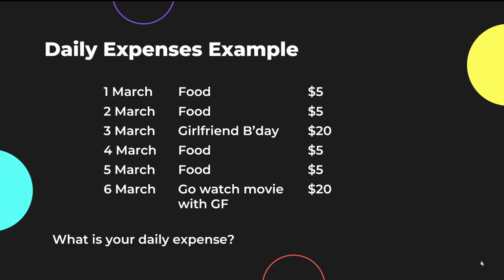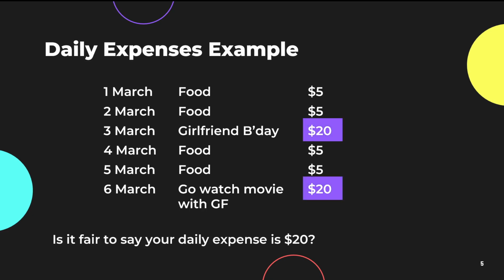If I ask you what is your daily expense, what would you say? What is your daily expense for these 6 days? $10. Why $10? Because you're taking the average, right? It is unfair for me to say that my daily expense is $20 because it's too high of an estimate. And that is actually what we are doing right now. Most of the times, we are only taking the highest estimate, that is your O(n), or O(n squared), or O(n cubed), those kind of stuff.